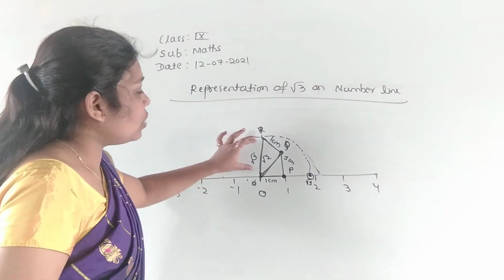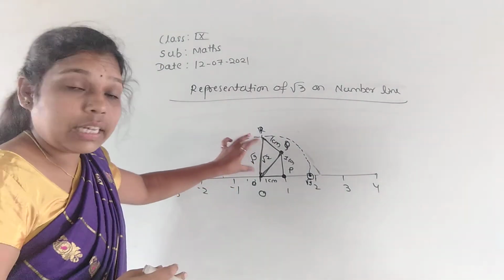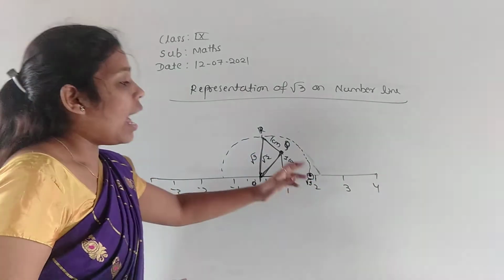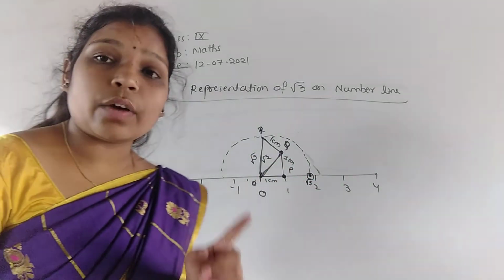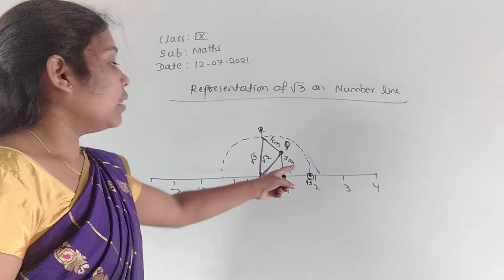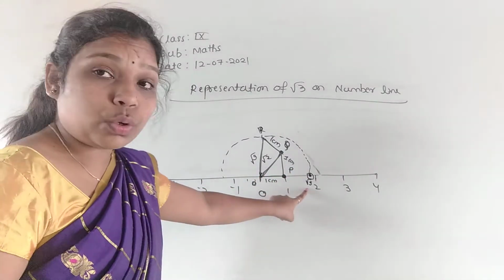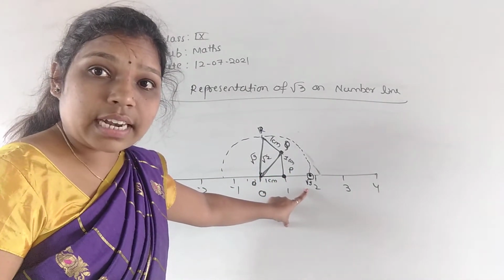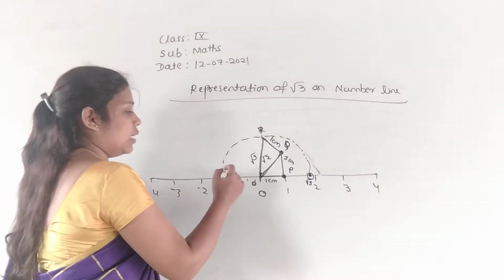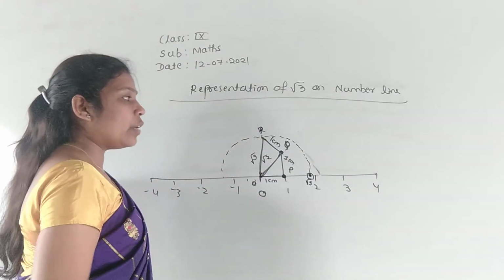Taking the distance OR, you can make one arc here, and that arc intersects the number line at one point. That point is called root 3. Understanding what I am saying here? See here, why is it root 3? How can you say it is root 3?